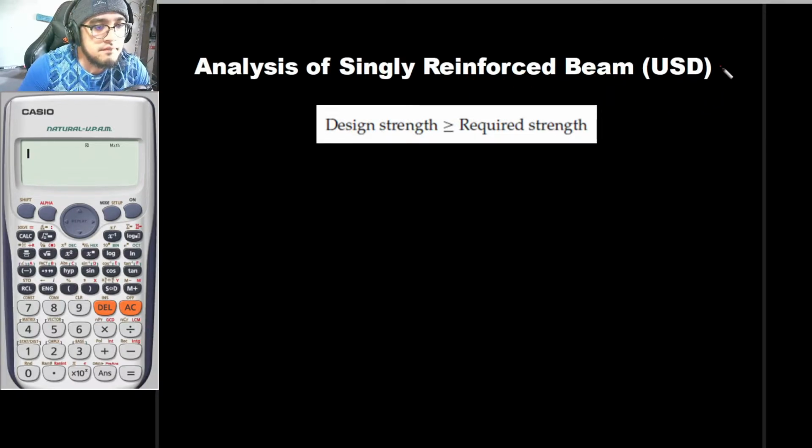From the previous video, we have discussed the design philosophy of USD. The basic idea in designing is that the design strength, or the strength of your structural member, should be greater than or equal to the required strength. And your required strength is the stress brought about by your external loads.